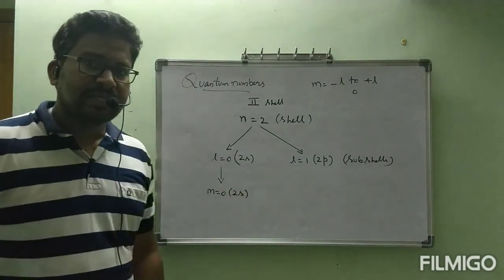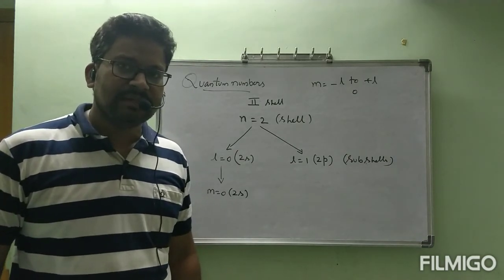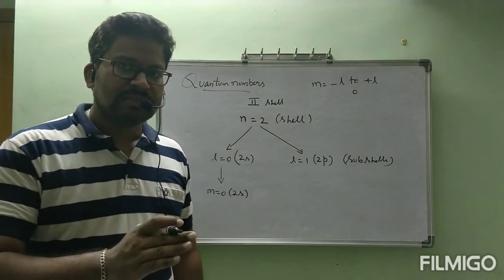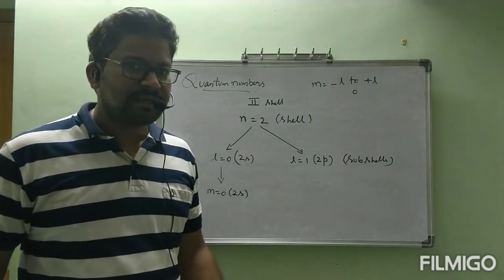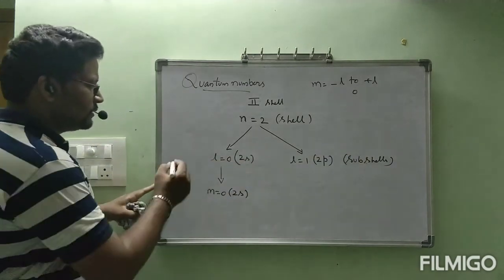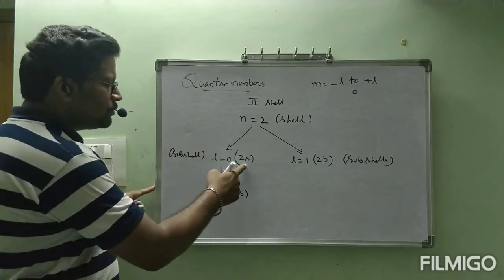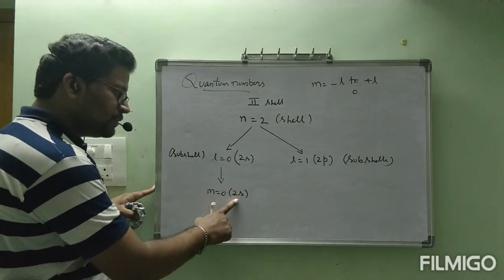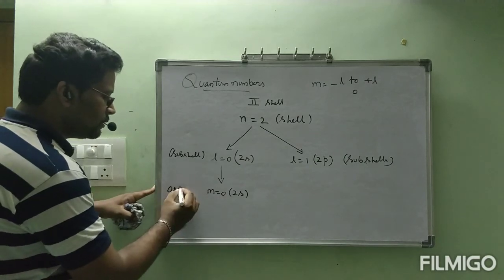When we have 10th class with 3 sections or 4 sections, we can give names 10A, 10B, 10C, 10D like that. If it has only one section, we will say 10th class only, and we will not give a further name. Here also, the 2s subshell has one orbital, that is 2s only. The 2s orbital carries m value 0. This is the orbital.